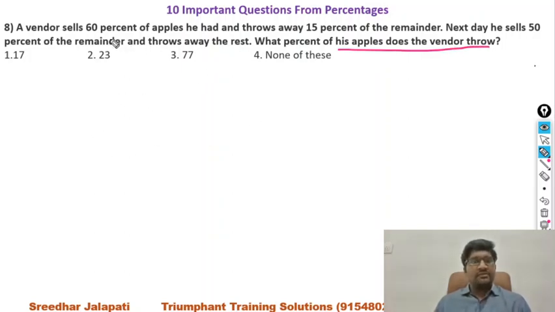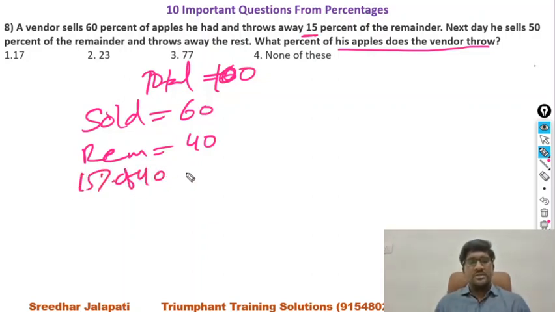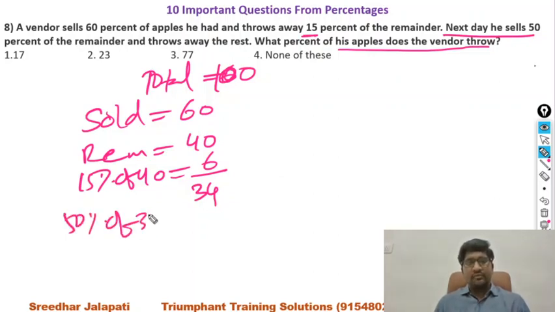So as every information is in percentage, let the total number of apples be 100. Initially on the first day he sold 60%, that is 60. Then remaining is equal to 40. Out of this 40, 15% he throws. 15% of 40 is 6 apples he threw. So now remaining 34. Second day he sells 50% of this 34. 50% of 34 is 17. He sold 17 and the rest he throws away.